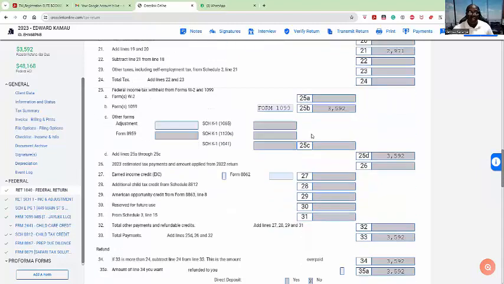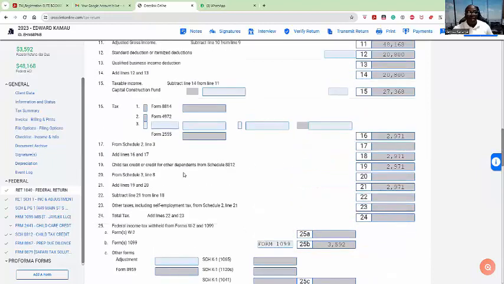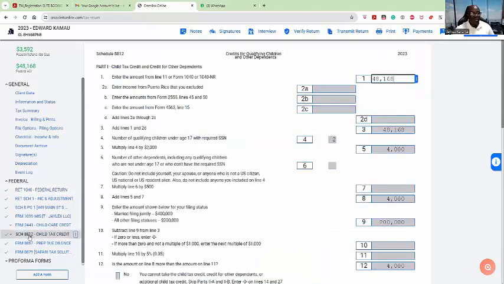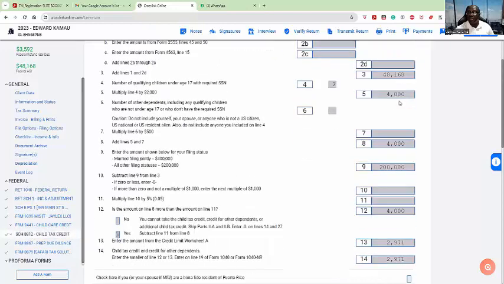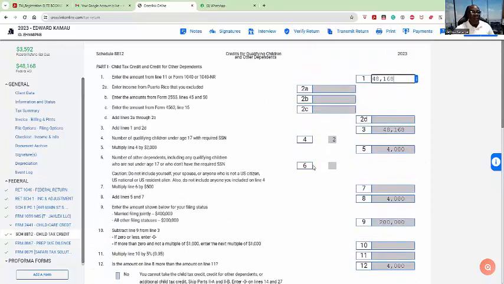They're not getting it. I would have expected them to get the additional child tax credit on 928, but they are not. And the child tax credit or credit for other dependents. Okay, child tax credit is usually here on Form 8812.